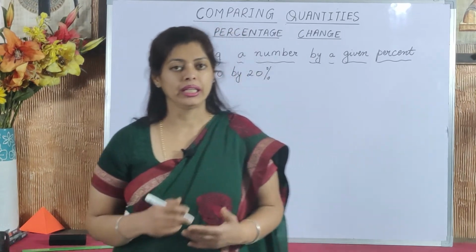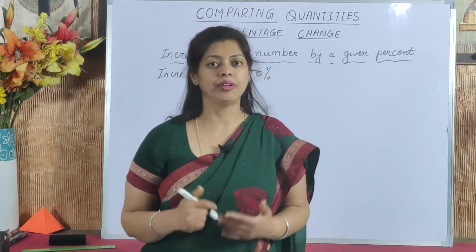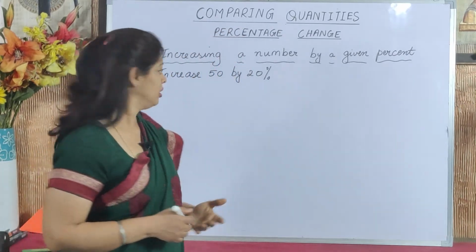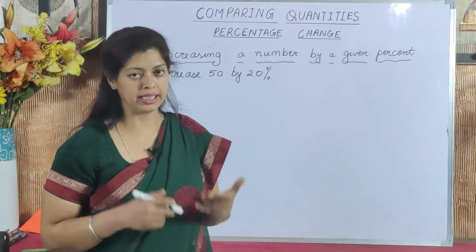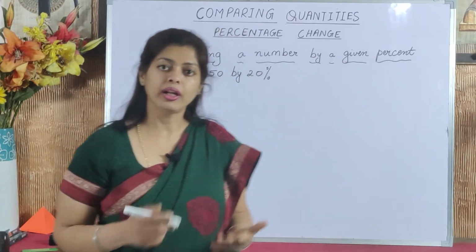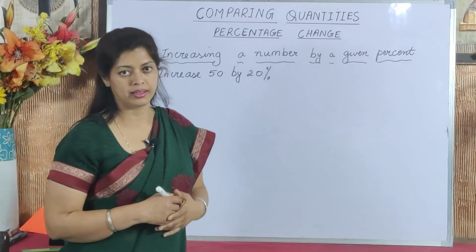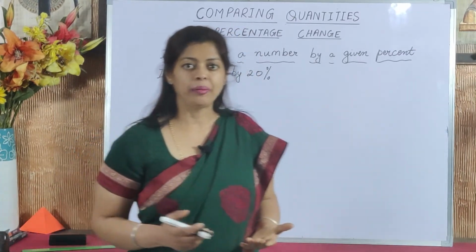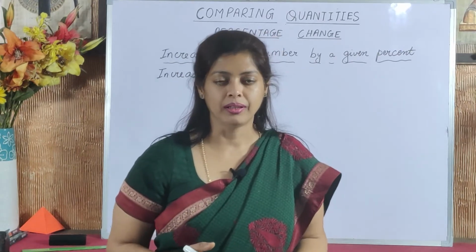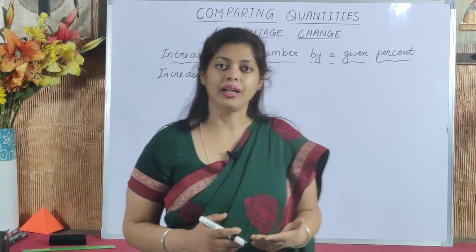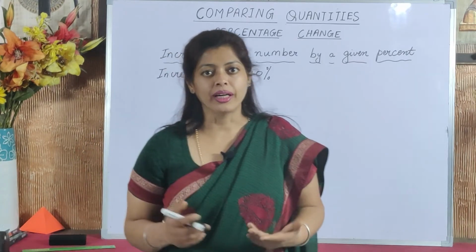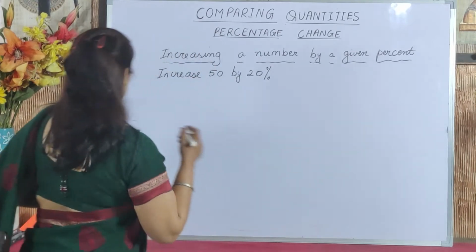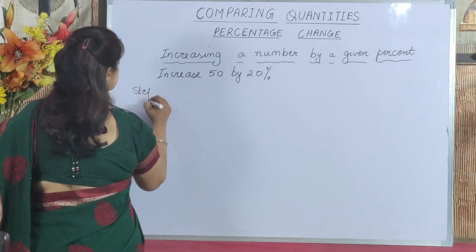Now suppose you have to increase a number by a given percent. Say you have to increase 50 by 20%. So here the percentage of increase, that is 20, is given to you and you are required to find the actual increase. So increasing a number by a given percent simply means finding percent of the number and then adding it to the number itself. And we have already done how to find percent of a given number. So we have to do this in 2 steps.